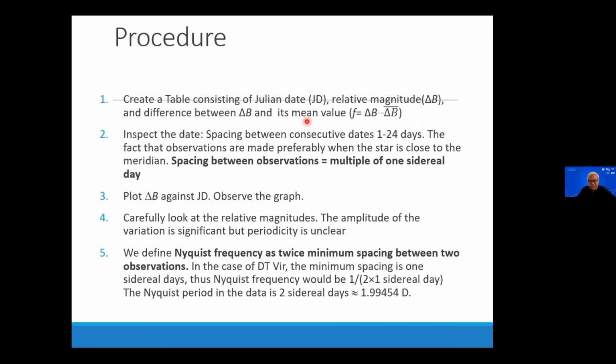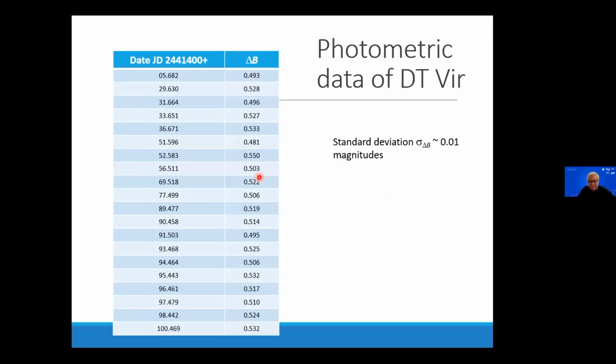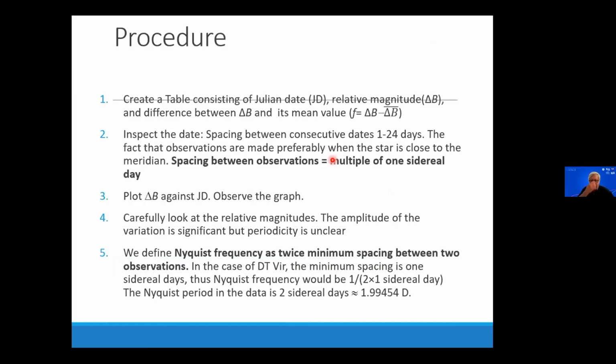So then we define the Nyquist frequency as twice the minimum spacing between 2 observations. In the case of DT Vir, if you inspect the dates, you may see here that the minimum spacing is 1 sidereal day. The minimum of this is 1 sidereal day. Remember that 1 sidereal day is 0.99, something like that, of the solar day.